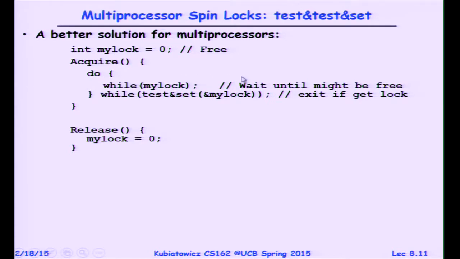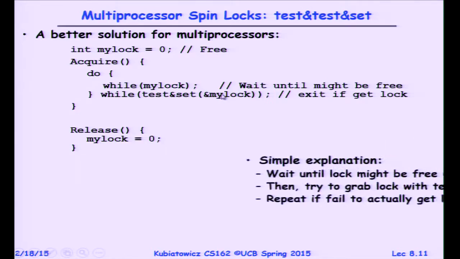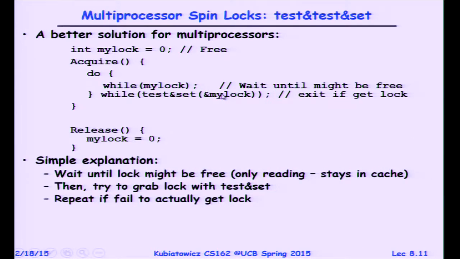Okay, and so this first one is, say, wait until it might be free. And the second one tries to atomically grab the lock. And only if you're the fortunate one that gets a 0 do you exit this loop. Otherwise, you go back and start all over again. We test first, and then we run test and set. And the reason is, you basically wait till the lock might be free, and that wait is a read-only scenario, so you're busy doing it in your cache. So your processor is spinning really fast in a single cache without bothering anybody else.